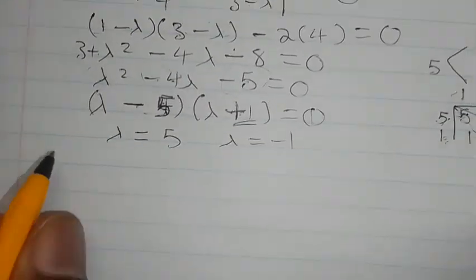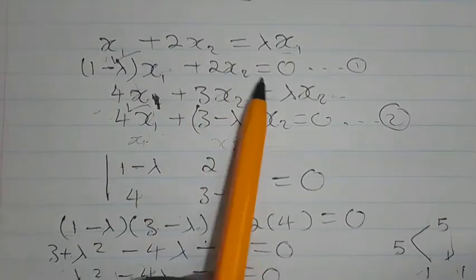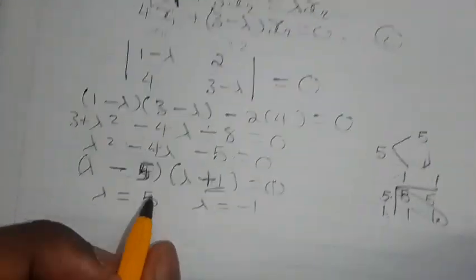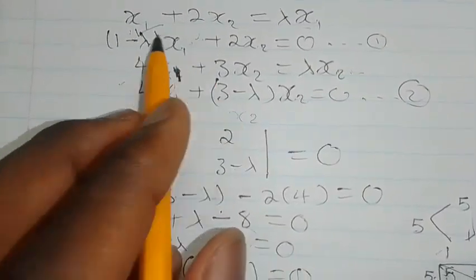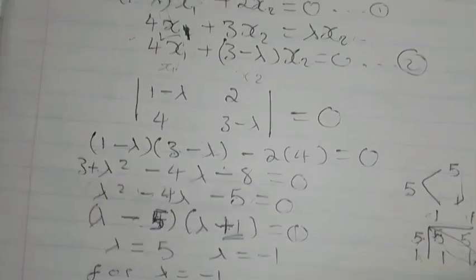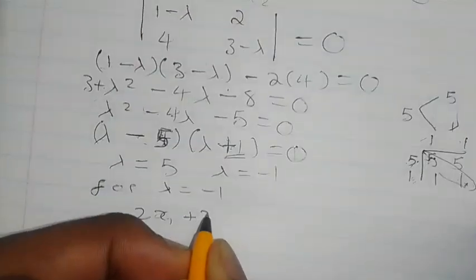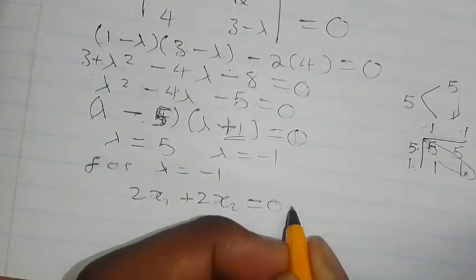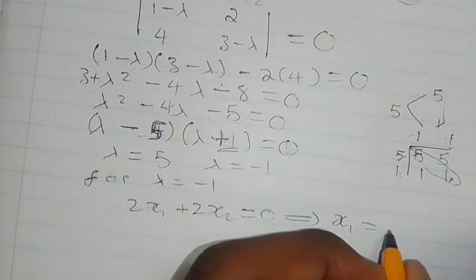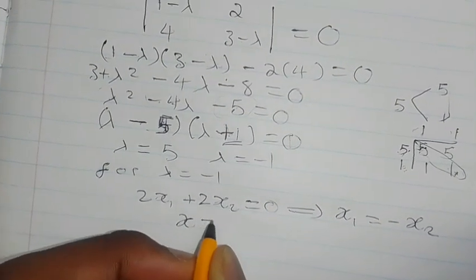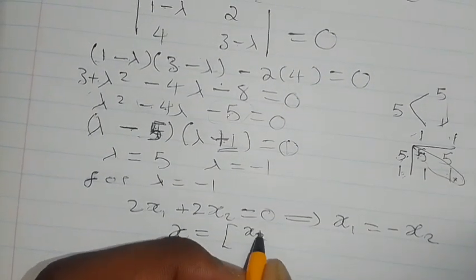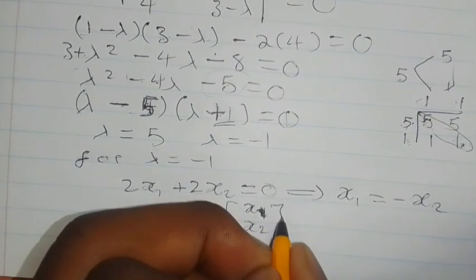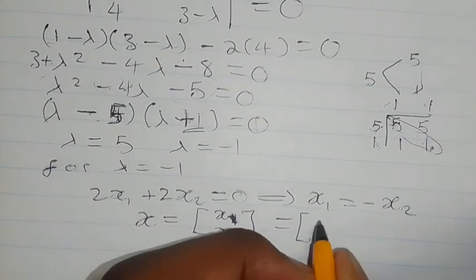So now you're going to do the same process. If lambda equals minus 1, then you find x1 in terms of x2. For lambda equals minus 1, you plug this here, and then you find 2x1 plus 2x2 equals 0. So this implies that x1 is equal to minus x2. That means our eigenvector will be denoted by something like this. Remember, this is the vector x1, x2, but now we have expressed x1 in terms of x2, which is just minus x2.